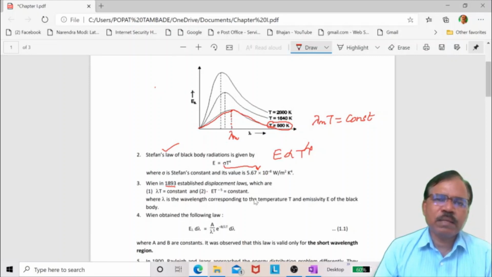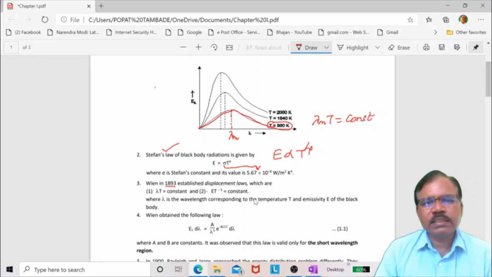In order to explain the black body spectrum, Wien gave one law, and that is called Wien's law. It is E lambda d lambda is equal to A upon lambda raised to 5 multiplied by E raised to minus B upon lambda T into d lambda, where A and B are constants. But it was observed that this law is valid only in the shorter wavelength region, means in this region.